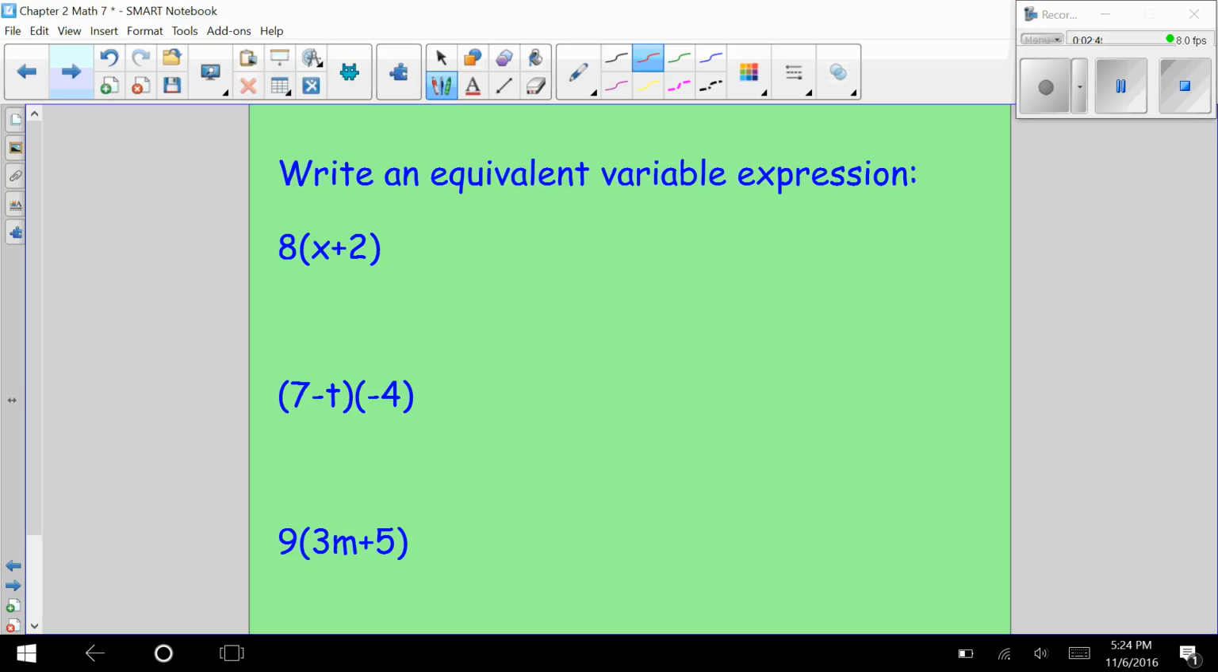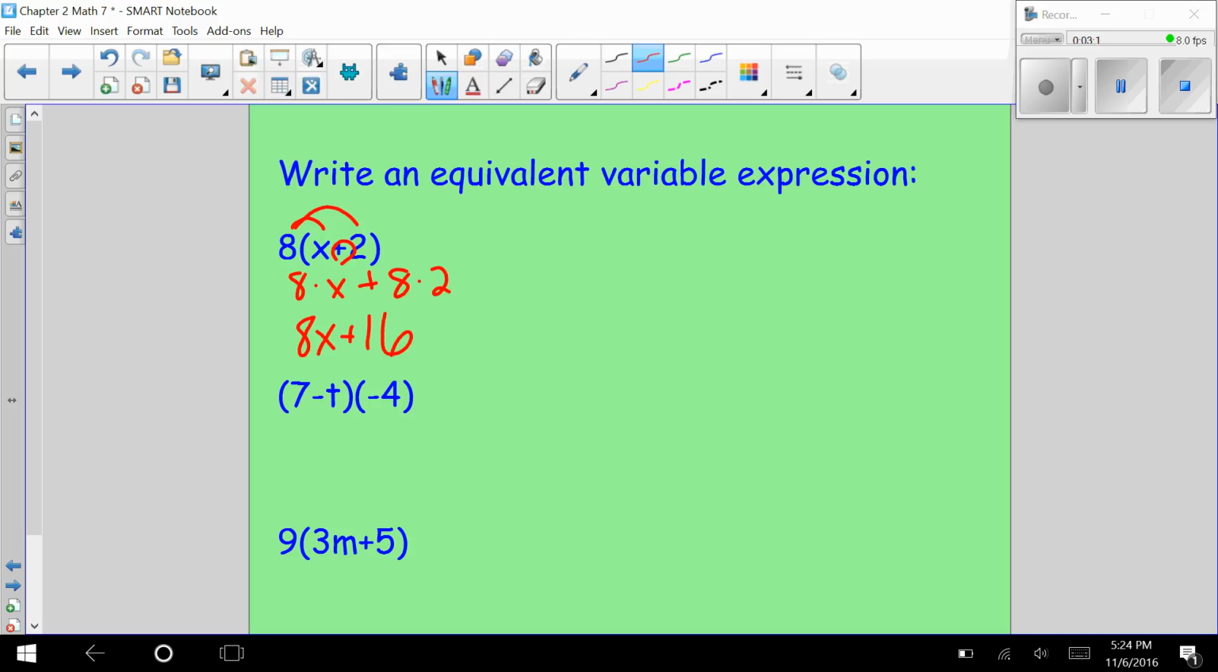So the first one, I'm going to take my 8 and I'm going to give it to my x. That makes an 8 times an x. I'm going to take my 8 and give it to the 2, which makes it 8 times 2. Plus in the middle, so plus in the middle. We are going to simplify one step further. 8 times x makes 8x, plus 8 times 2 makes 16. There's my final answer because I cannot combine those.